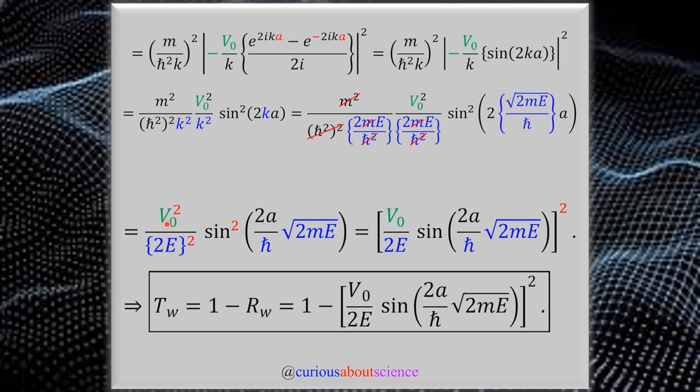Note that I have a V naught squared over 2E, that's all squared, and the sine is squared. So I can take this and square a bracket on the outside, which makes our life easier when we're finding the transmission coefficient. And that's what we see here. 1 minus R brings us to this. Now, if we remember from chapter 2, this looks kind of familiar, but we still have to prove it. Let's see how we do that.